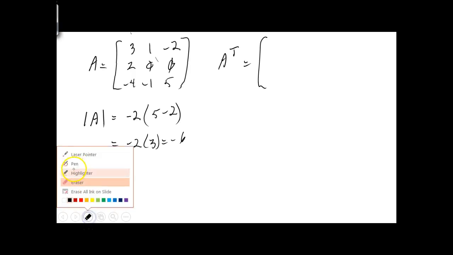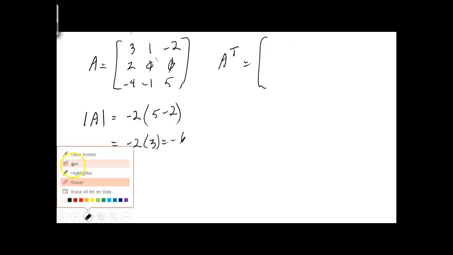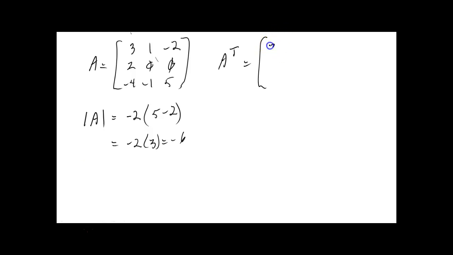Wait just a second. I have to get my pen back. Say again. 3. Whoa, it didn't take. Okay, say again. 3, 2, negative 4, 1, 0, negative 1, 5. Very good. He found the transpose pretty nicely.